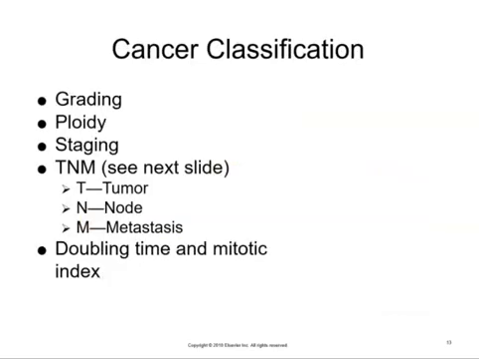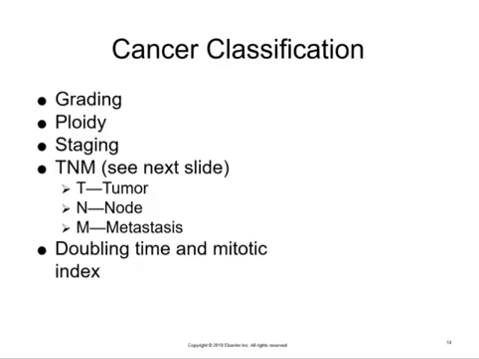Cancers are classified by the type of tissue in which they originate. So you can have glandular or connective tissue, and those are going to be classified as either solid or hematologic. Solid tumors are going to be like your lung cancers or your breast cancers, and hematologic tumors are going to be like your leukemias and your lymphomas.